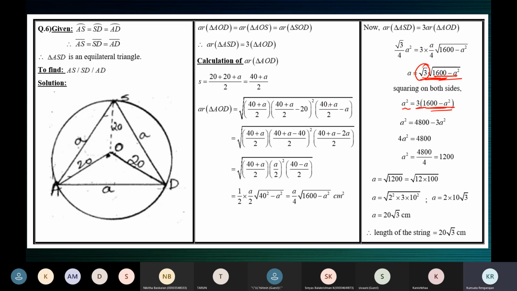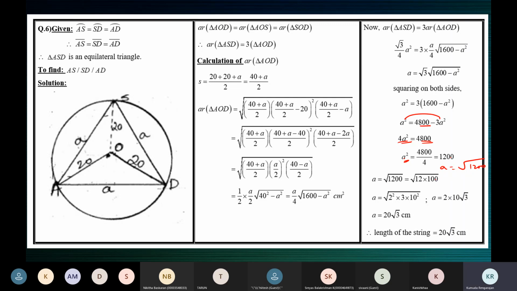Now, what to do? A square is equal to 3 into 1600, 4800, 3 into minus a square, which is minus 3a square. So transpose minus 3a square, here plus 3a square. So it becomes 4a square is equal to 4800. A square is equal to 4800 by 4, which is 1200. So we need to find the value of a, which is equal to square root of 1200.